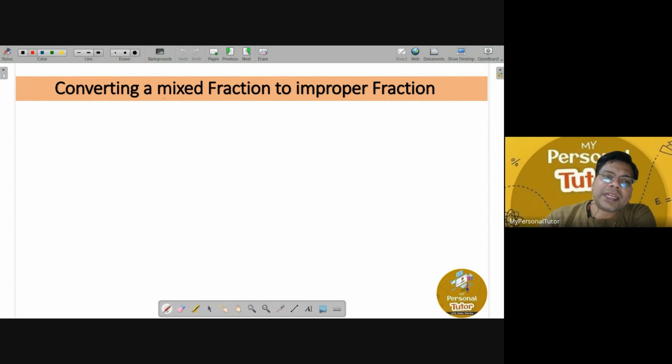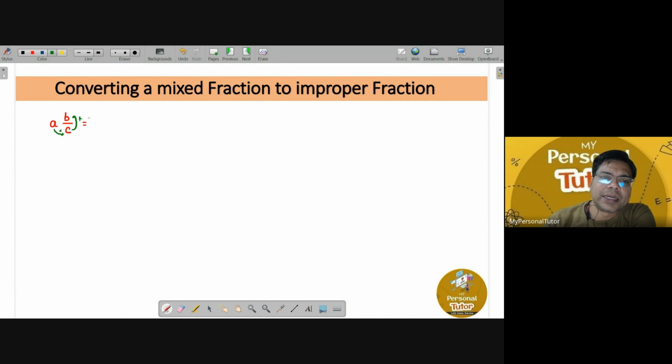So suppose any mixed fraction is given to us. We know how mixed fractions look in general: a b over c. If it is in this format, it is a mixed fraction. Now if you have to convert this mixed fraction into an improper fraction, what will you do? You will multiply a with c, and whatever you get, you have to add b.